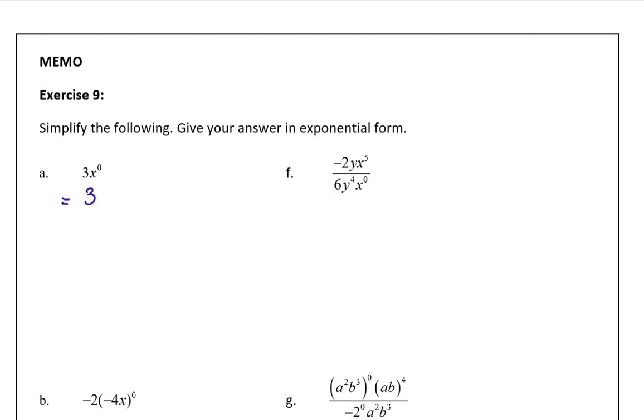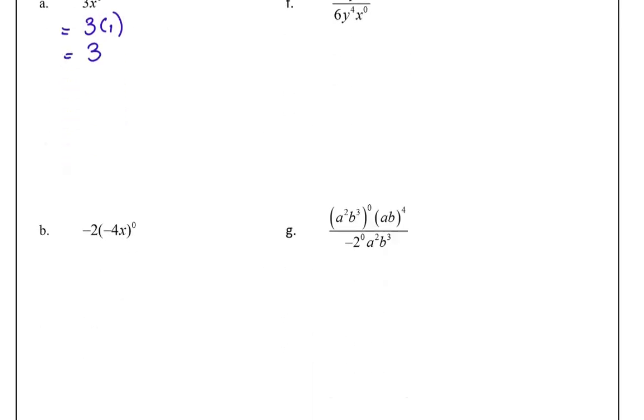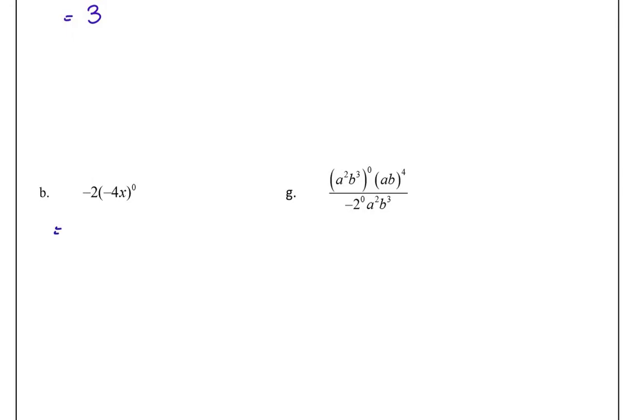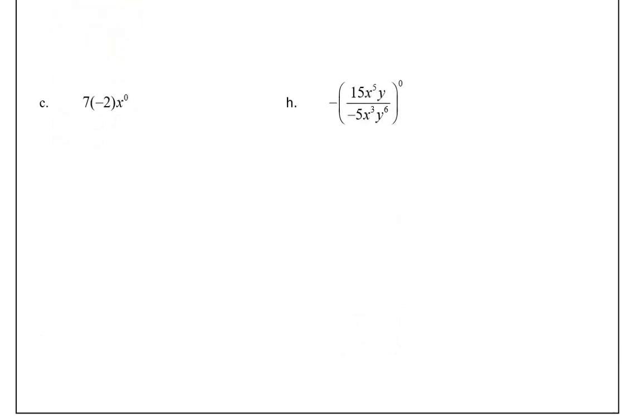Okay, if I look at A, x to the power of 0 is 1. The 3 had nothing to do with it, so it's 3 times 1, which is 3. If I look at B, the negative 2 wasn't attached to the 0, but the entire bracket was. So the entire bracket disappears, and I get negative 2 times 1 is negative 2. If I look at C, the 7 and the negative 2 are not to the power of 0, but the x is, and so I get negative 14.